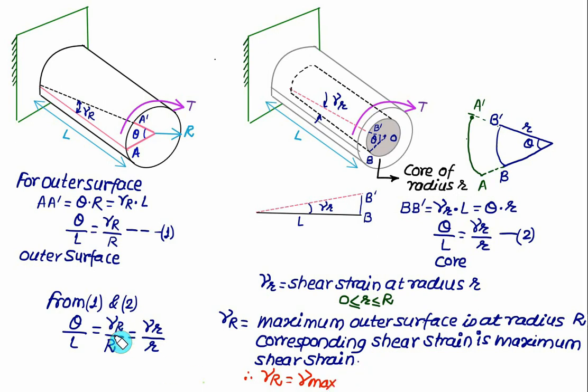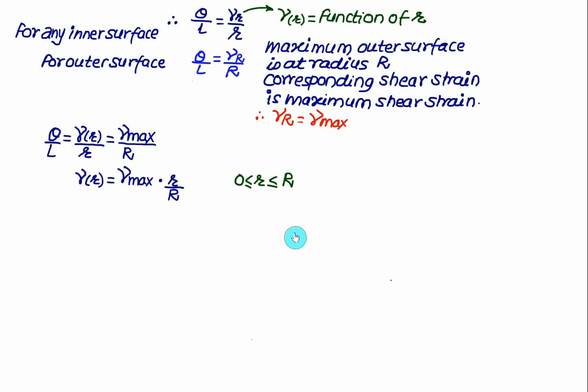So hereafter gamma suffix capital R will be represented as gamma max, and since this value is dependent on radius r, hereafter we'll replace gamma suffix r with a function of radius r, that is we write this value as gamma as a function of r. So this one represents the function of r. So finally we conclude the first part about the shear strain at any radius r and the maximum value of the shear strain for any inner surface.